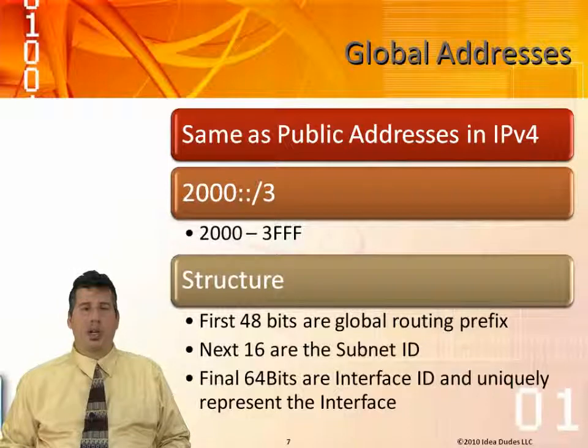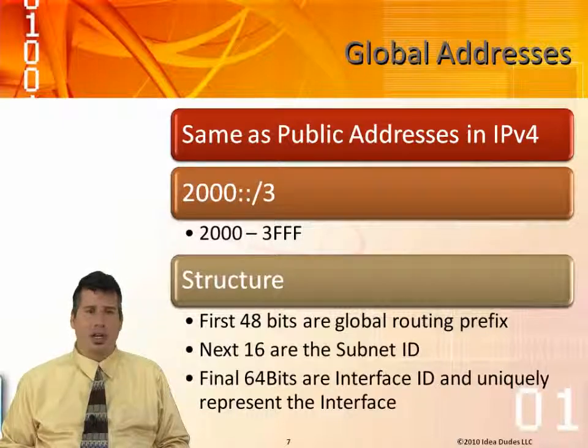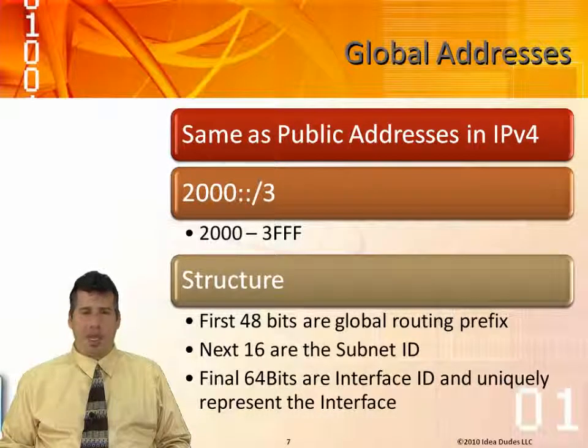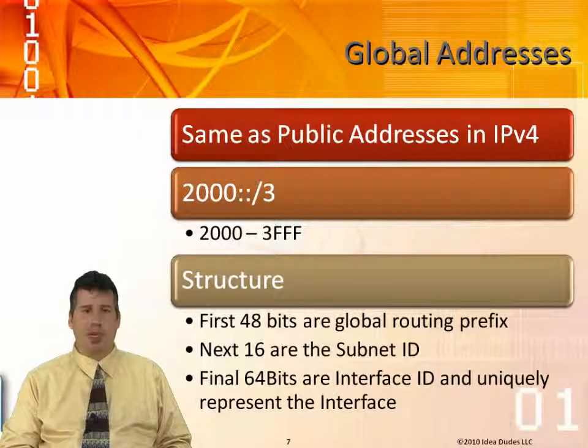The structure is the first 48 bits are the global routing prefix, saying, okay, this is where the actual packets need to go. The next 16 are the subnet ID, identifying the network ID, and then the final 64 bits are an interface ID, which uniquely represents the interface, so that it's not going to have the same IP address assigned in the same subnet. It's like being on the same street: we can't have the same house number. Same thing here. The 64-bit interface ID is going to be our host address. That's really what it is.